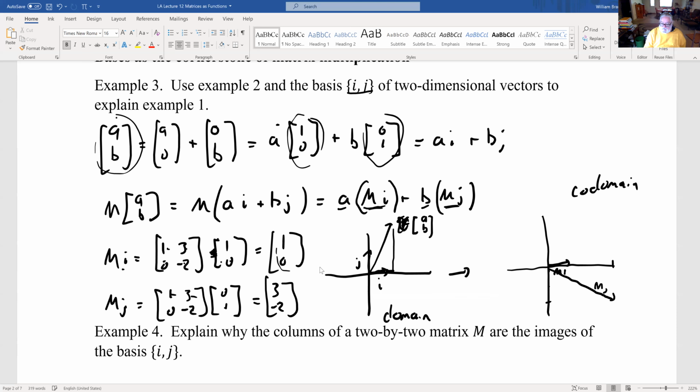This is M times j. So our vector a times i plus b times j is going to go to a times M times i, which is this vector. We'd stretch this out by a times Mi, and then we take b times Mj, and then we add those together to get the resulting vector. So I can break down the matrix multiplication into just what happens to the basis vectors, and then I know what happens to every other vector because every other vector is just a linear combination of the basis vectors. And you just use the same coefficients, you just multiply by the images of the basis vectors.